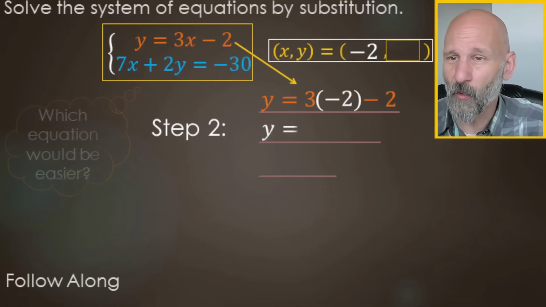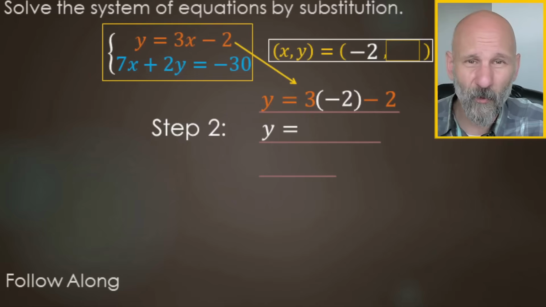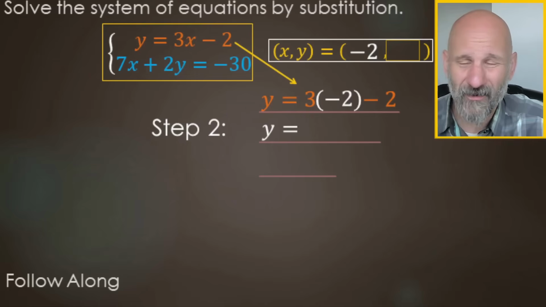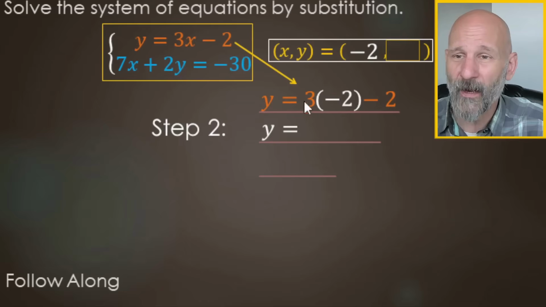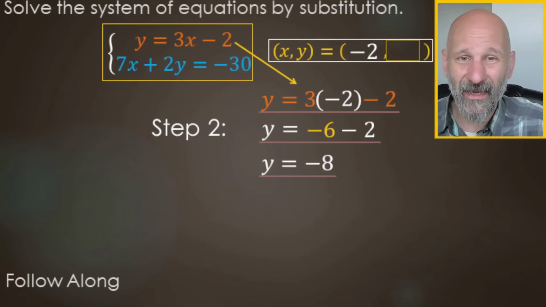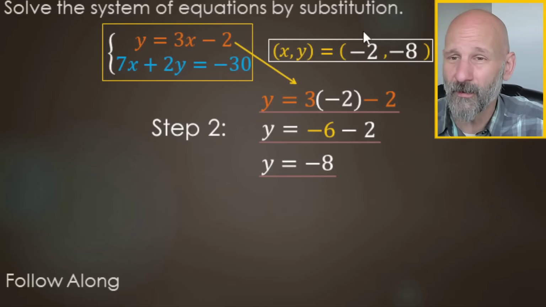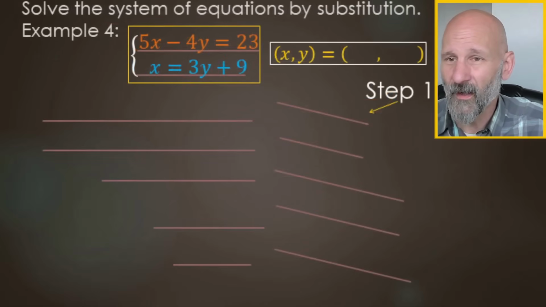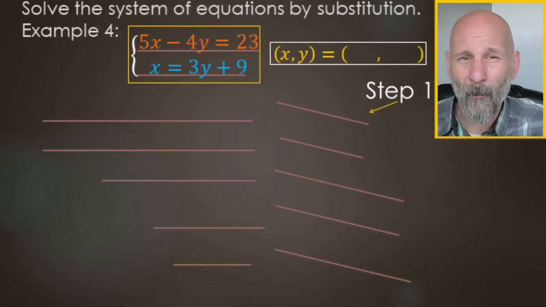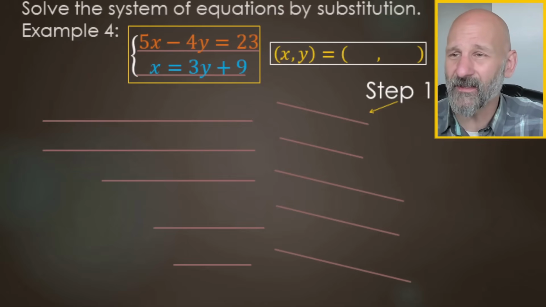So now we just do order of operations: parentheses, exponents, multiply, divide, add, subtract. There's no parentheses or exponents, so we go straight to multiply. 3 times negative 2 is going to make a negative 6, minus 2 is going to make negative 8. So the y is a negative 8. So our ordered pair that makes both equations true is negative 2, comma, negative 8. Let's have you go and try this one out on your own. Pause the video, then come on back and see how you did.